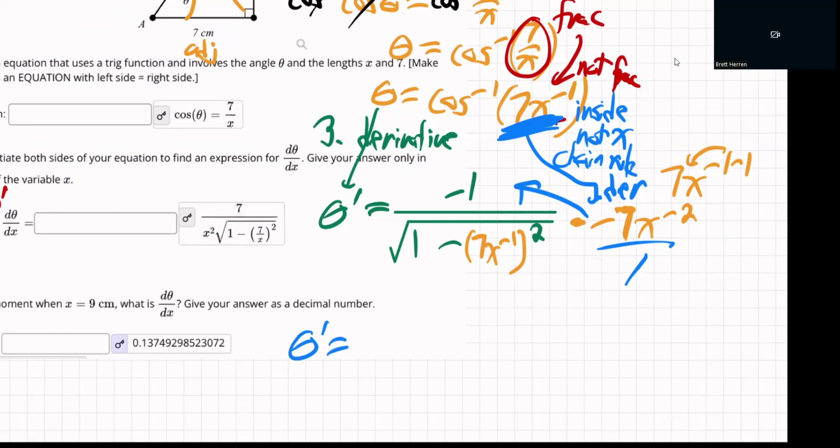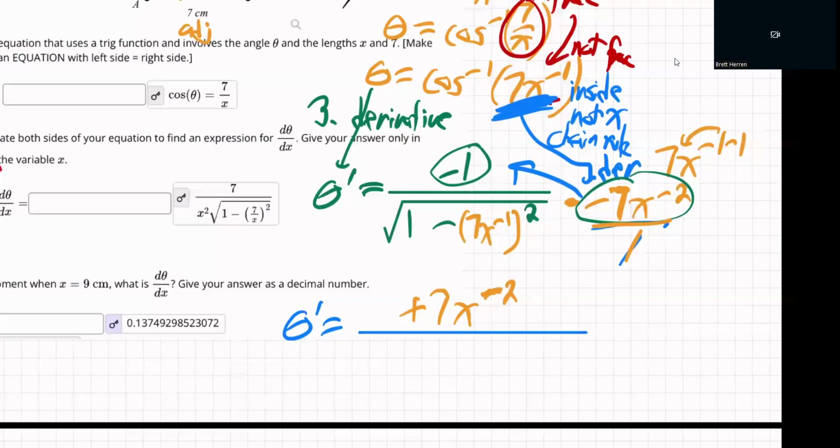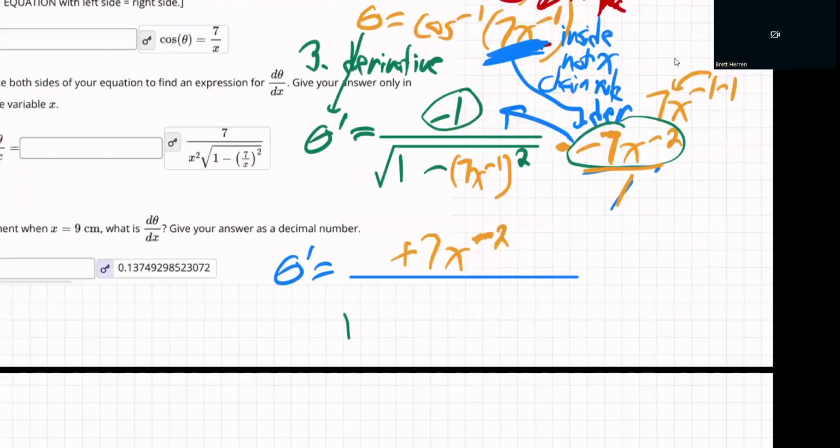So this is going to become minus 1 times minus 7x to the minus 2, which is going to be plus 7x to the minus 2 on the top, right? Because it's over 1 right here. So then on the bottom, we have the square root of 1 minus 7x to the minus 1 squared.